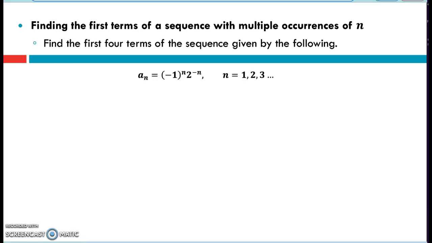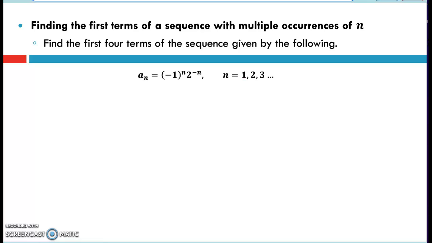Everybody, in this video we're going to go over more examples of finding the first terms of a sequence with multiple occurrences of n. Now I have made another video on this, but I do want to go over two more problems that are slightly different, or they vary slightly from the previous video. This problem, a sub n equals -1 to the n times 2 to the negative n.